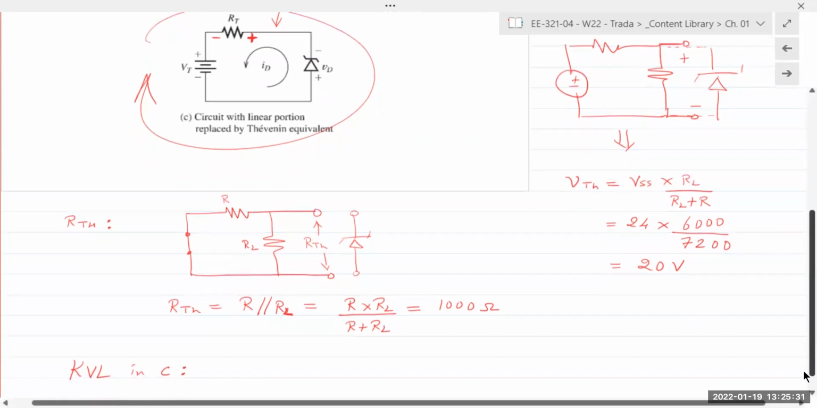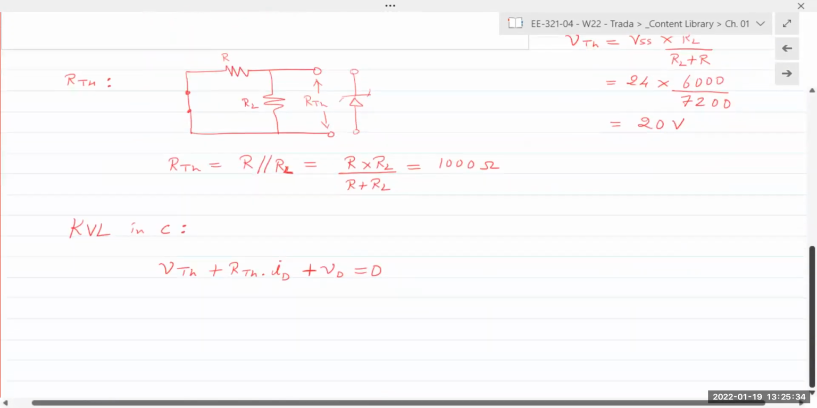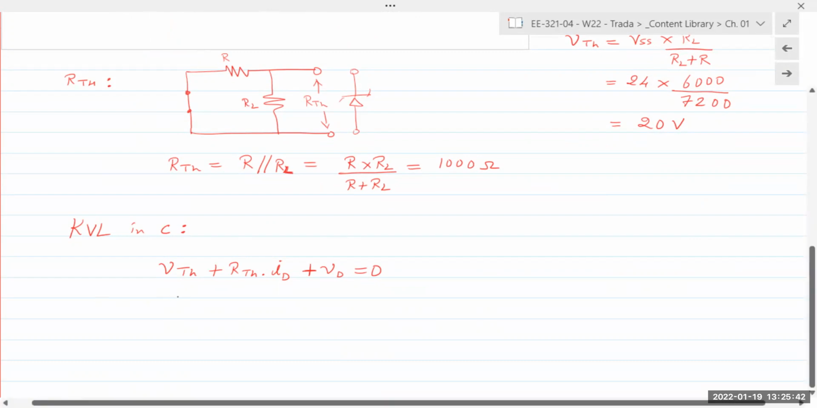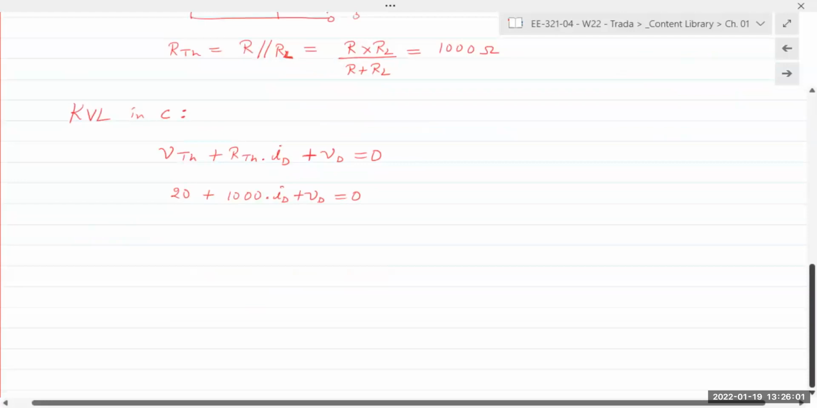And so when you apply KVL, you simply get VTH plus the voltage drop across the resistor plus the diode voltage equals 0. You now have your equation. So VTH is 20 volts plus 1,000 times ID plus VD is equal to 0. You get the operating point.